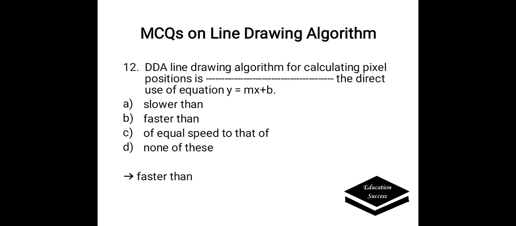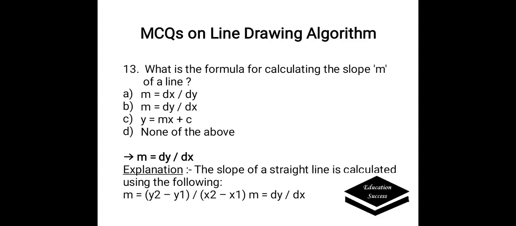DDA line drawing algorithm for calculating pixel positions is dash the direct use of equation y is equal to mx plus b. Options are A slower than, B faster than, C of equal speed to that of, and D none of these. Correct answer is faster than. DDA line drawing algorithm for calculating pixel position is faster than the direct use of equation y is equal to mx plus b.